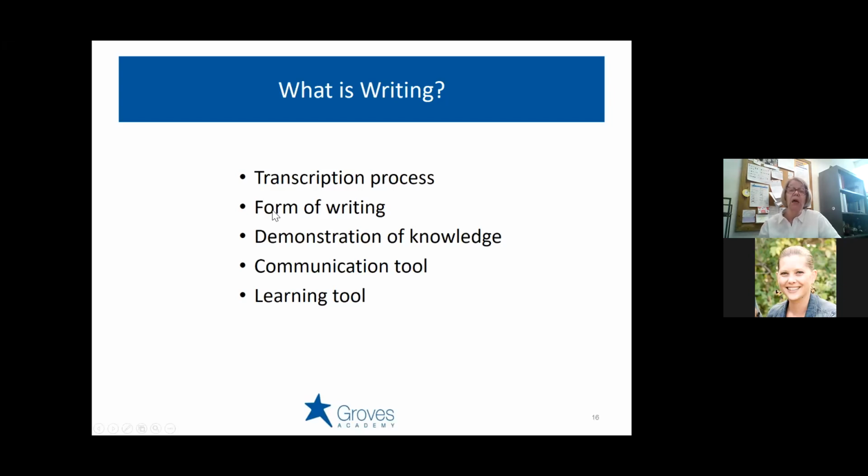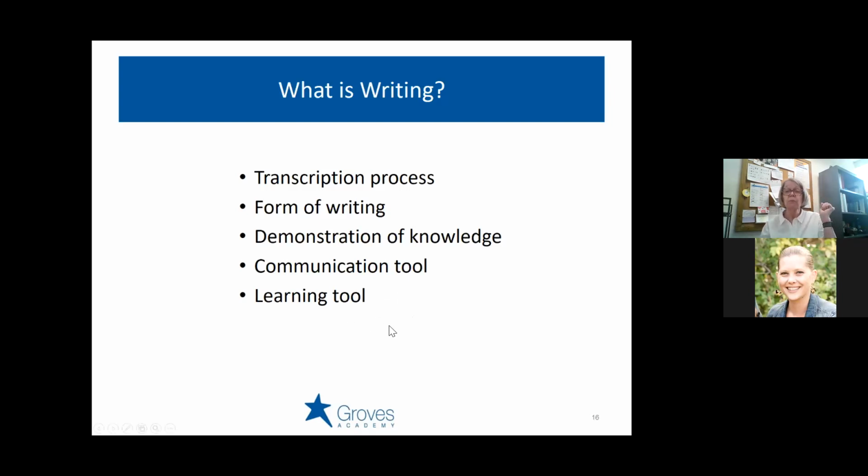It's a form of writing things down. It's a demonstration of knowledge. It's very much a communication tool. Writing initially was probably developed as a way of keeping track of things that were bought and sold for commerce. And then it's a learning tool, because we know that when you can write about something you've read, you are essentially making meaning out of what you've read, or writing is making meaning out of what you're thinking. And that is all about learning.